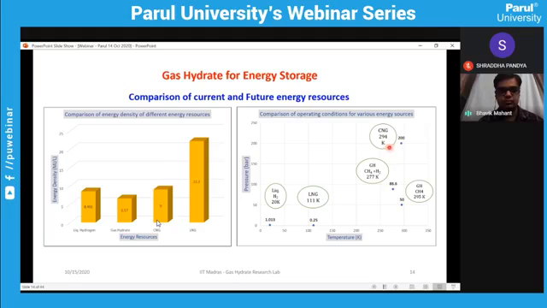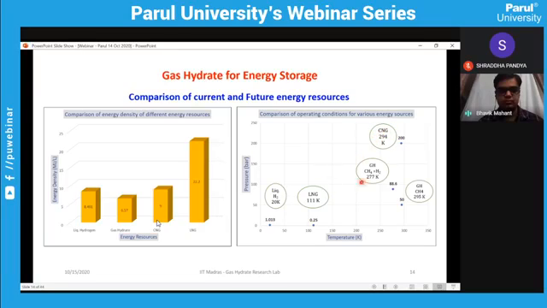Then if we talk about CNG, for CNG we have to pressurize the natural gas up to 200 bar, and it also requires more money than basic methods like oil.